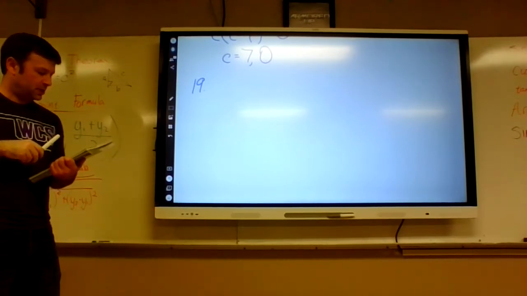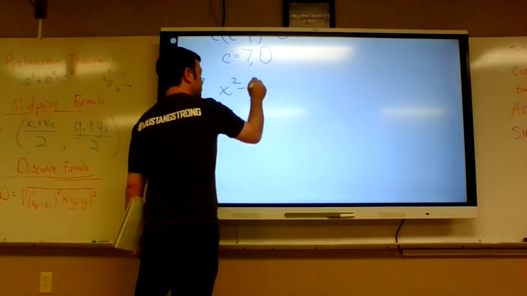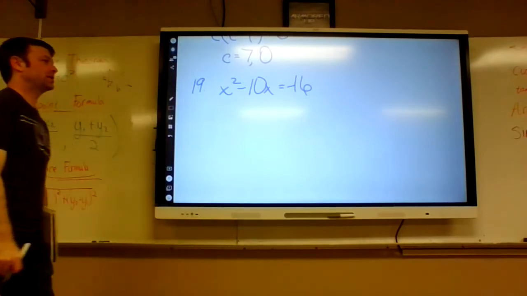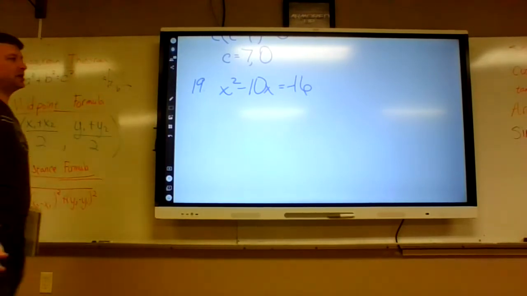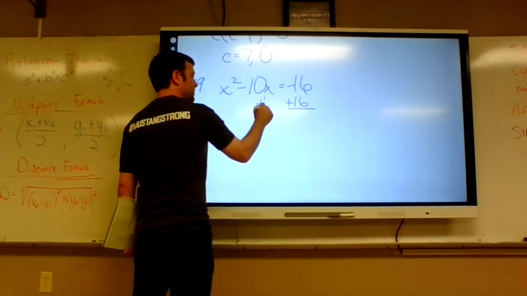Now 19. x squared minus 10x equals negative 16. Alright, what do you guys think? Plus 16. You gotta get a 0 over here. Get rid of the negative 16. We're gonna add 16.